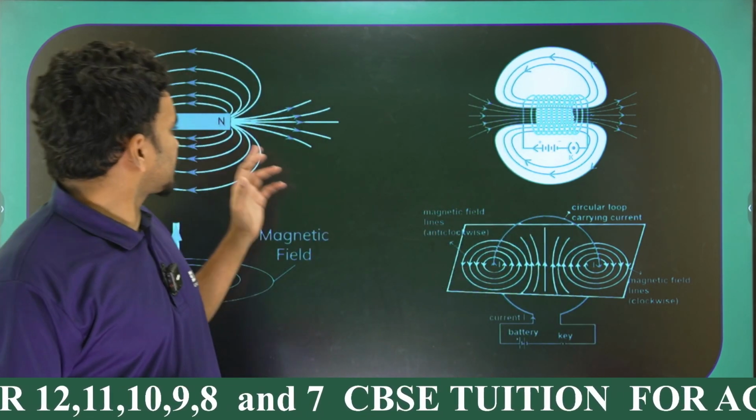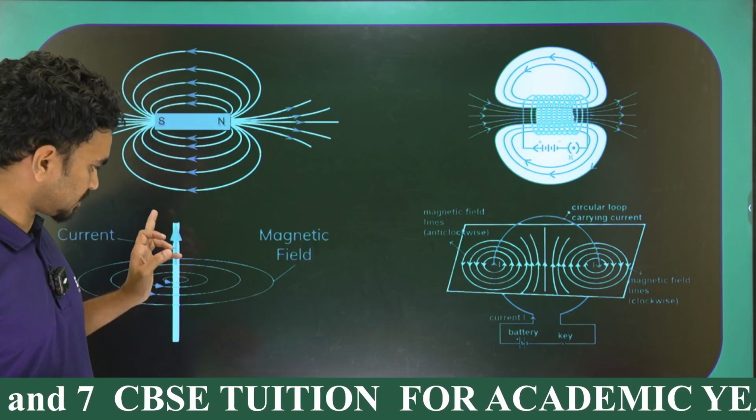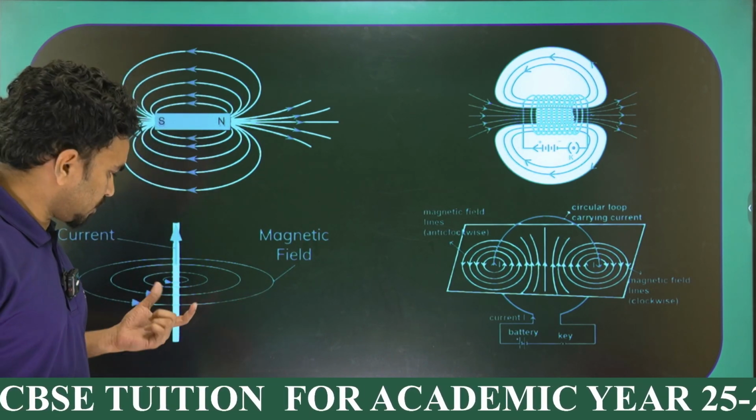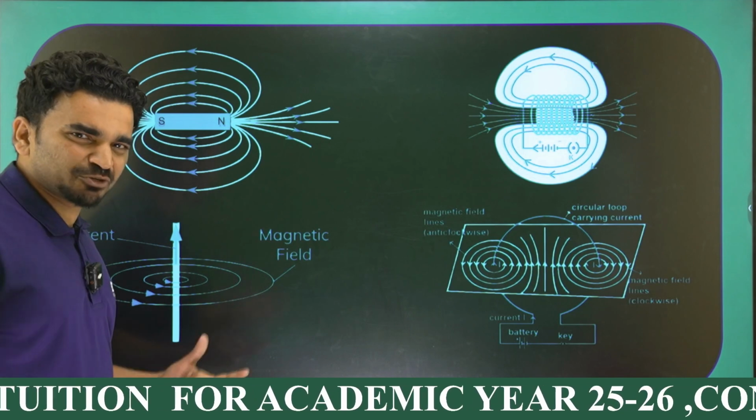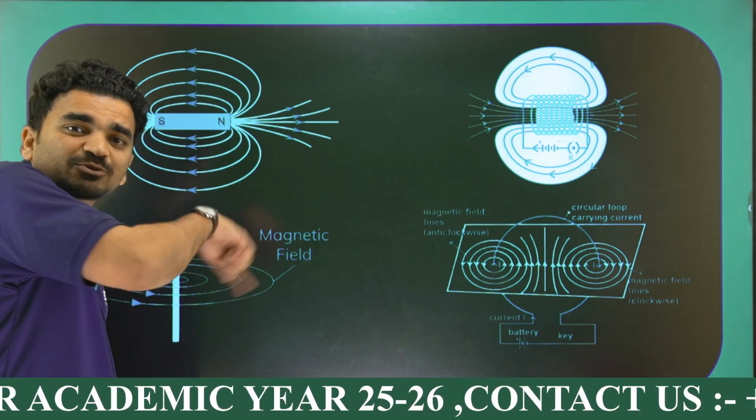So here comes the point: magnetic field due to a straight wire. Can you pause the video and try to figure out how we get the direction of magnetic field lines around a straight wire?